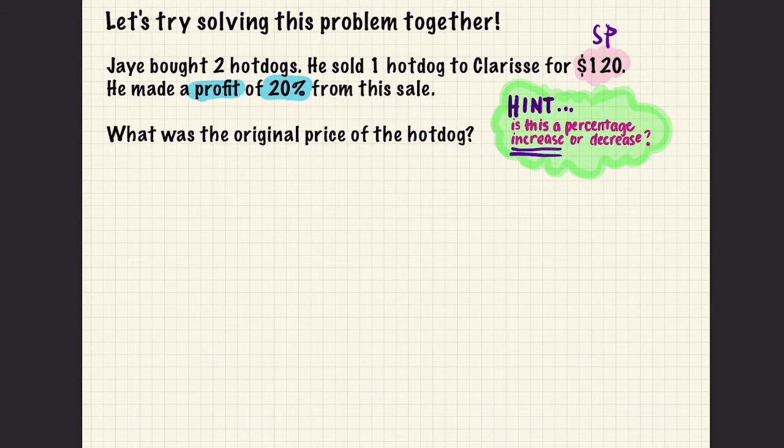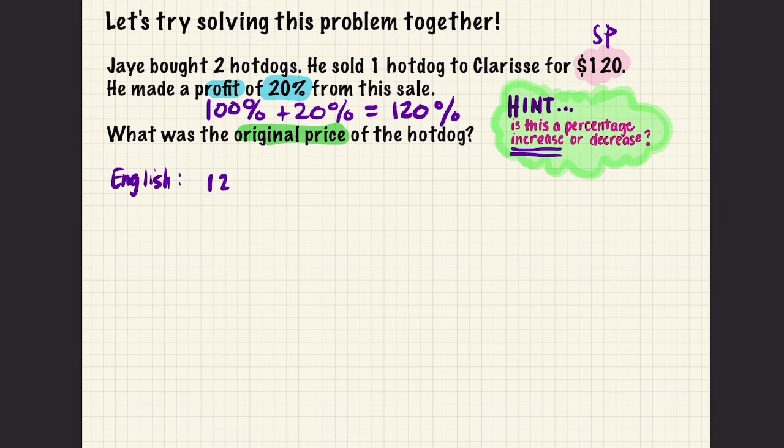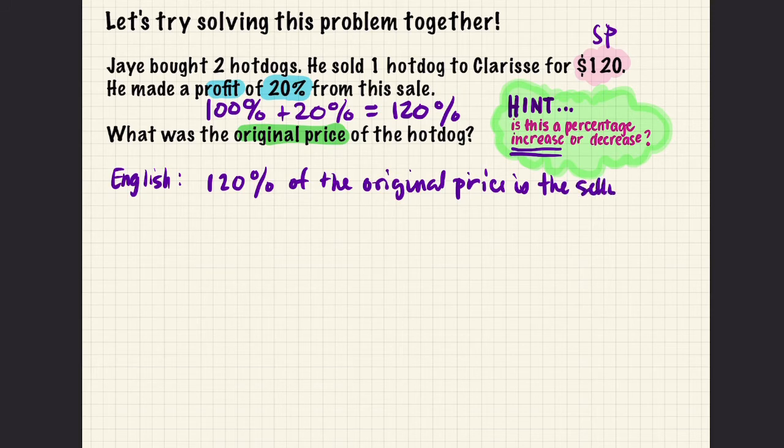So what is the original price of the hot dog? So we are looking for original price, okay? So the profit, remember, 20%. So the original price is 100% plus the 20% profit. So the new percentage is 120%, okay? So in English, okay, how do we write this? 120% of the original price is the selling price.